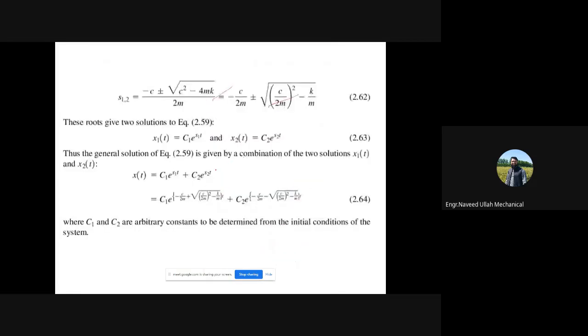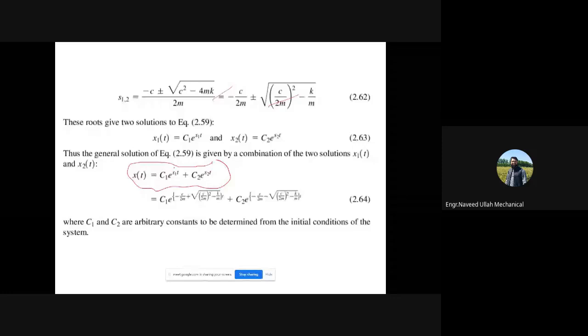But if you solve this equation, you will get x of t equal to C1 e^(s1 t) plus C2 e^(s2 t). What are s1 and s2? S1 is minus c by 2m plus this radical, and s2 is minus c by 2m minus this radical, as written here.